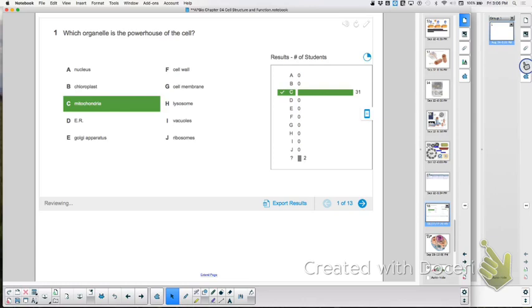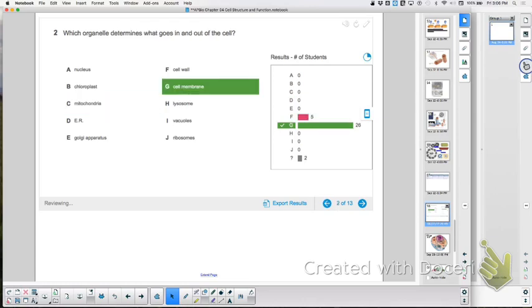Good job. Powerhouse, mitochondria. Stop. This is one that I've seen has this misconception before. They think the cell wall decides what goes in and out. Cell wall is just either peptidoglycan, cellulose, or chitin. It doesn't decide what goes in and out. The going in and out is always the cell membrane.